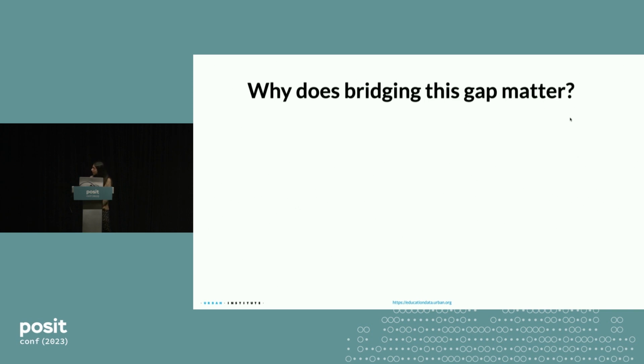So the last and final thing I want to talk about today is why bridging this gap matters. Ultimately, I think it matters because different people ask different questions. So now I get to do what I think is my favorite part of the job, which is talking to real users and seeing what they're doing with data from the education data portal.